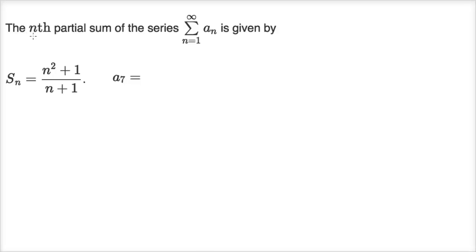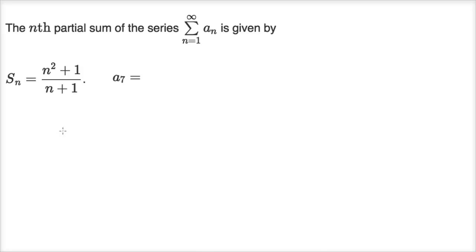We're told that the nth partial sum of the series from n equals 1 to infinity of a sub n is given by, and so the sum of the first n terms is (n squared plus 1) over (n plus 1). And they want us to figure out what is the actual seventh term. And like always, pause this video and see if you can figure it out on your own before we work through it together.